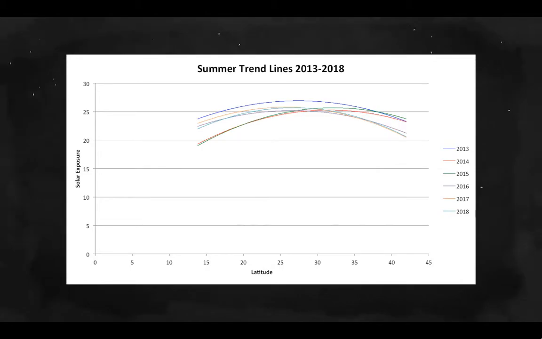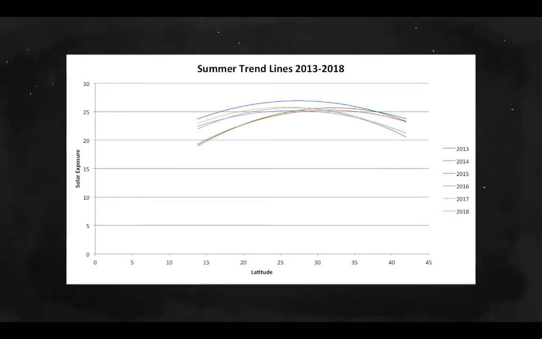To analyse variance in the relationship between latitude and solar exposure in a given season, we calculated the quadratic line of best fit for each year, and plotted those trend lines on top of each other. The first one that we started with was summer, and these trend lines didn't appear as expected at all, really. They hardly supported the hypothesis.